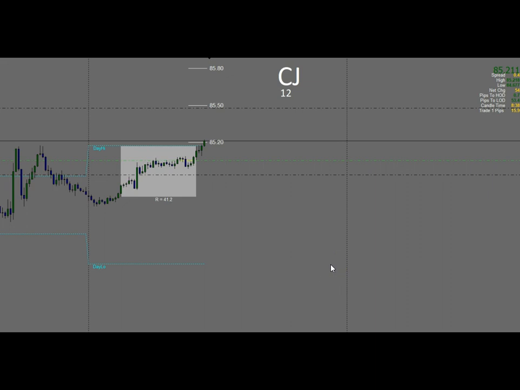Canadian dollar, Japanese yen. It's through that 20 level, seems to be holding at the moment. Seeing that Japanese yen weakness, looking for this to go up towards that 50 mark where I've got my take profit at the moment. And that is it.